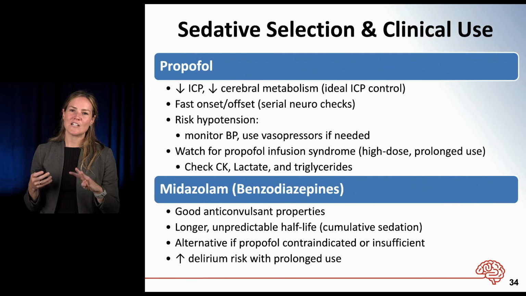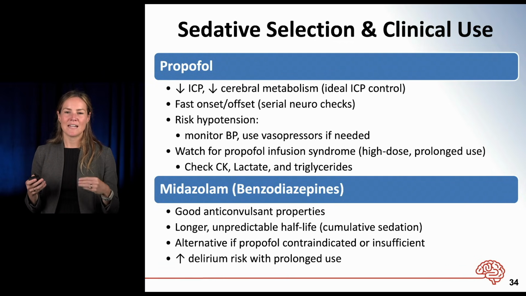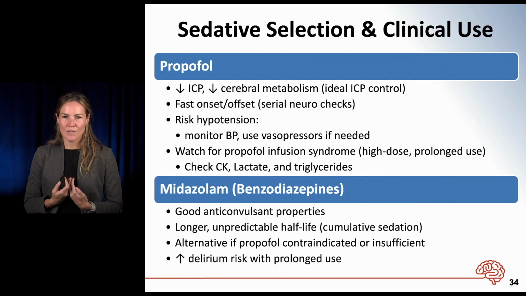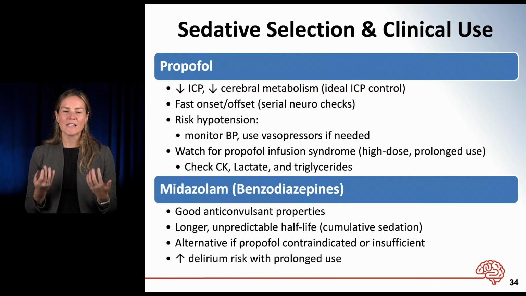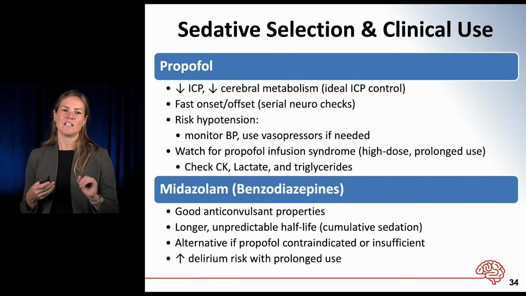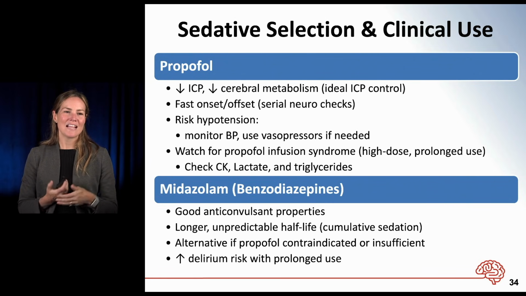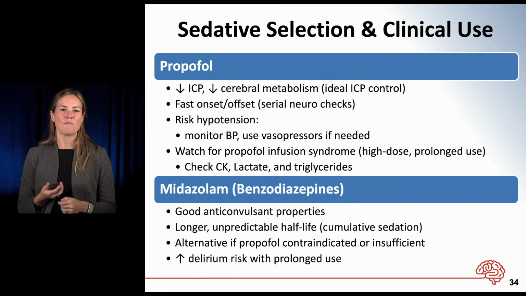There are 4 agents that are best studied with this, which are propofol, midazolam, dexmedetomidine, and ketamine. So we're going to talk about the evidence for each of those. But in general, for short term, I tend to prefer propofol. Propofol has a really potent effect on decreasing cerebral metabolism, so it is ideal for ICP control. It's fast on, it's fast off. You can still get a neuro exam if you turn off the propofol.